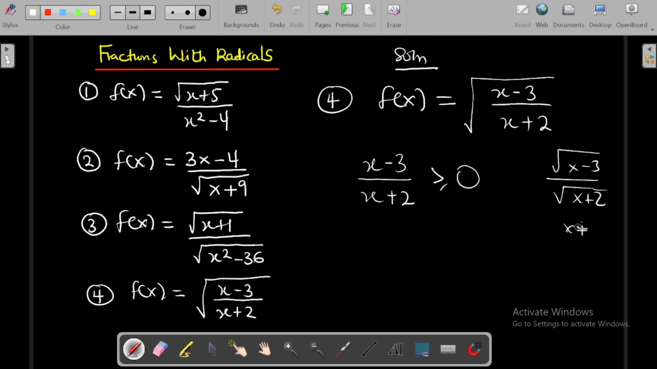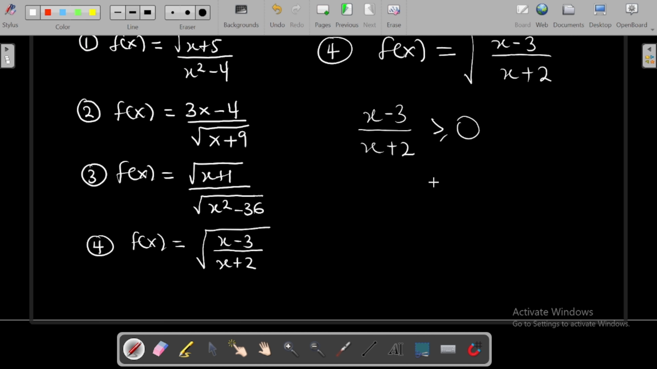If the function was, let's say, x minus 3 over the square root of x plus 2, then you can equate x plus 2 to be just greater than 0, because it's in the denominator. But this time everything is in the numerator, because the radical is affecting all the functions. So x minus 3 is greater than or equal to 0. This is a type of inequality, and this is how to solve them.